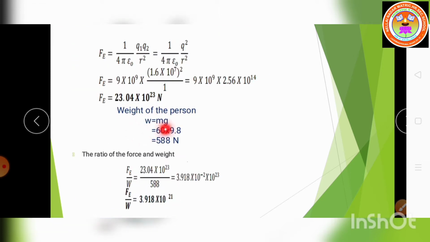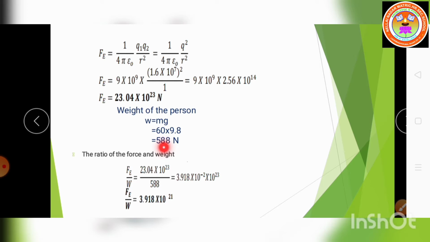W is equal to what formula? W is equal to mg. What is m they have given? 60. Okay, what is the value of g? 9.8. So, 60 into 9.8, if you multiply, we are getting the answer 588 Newton.